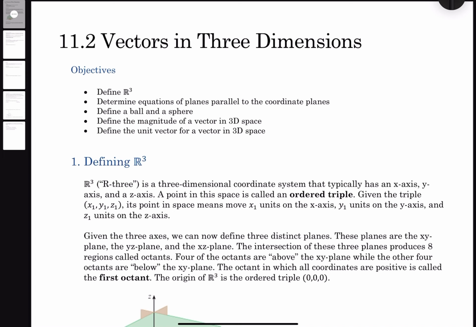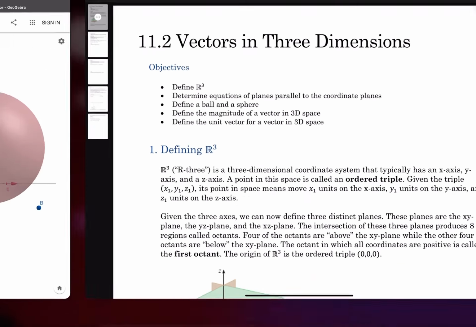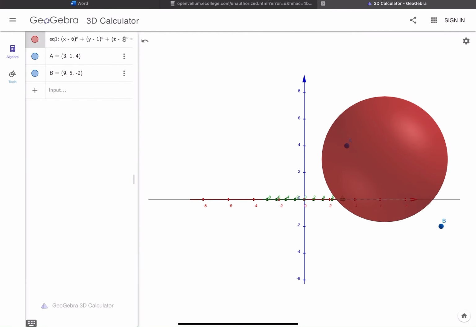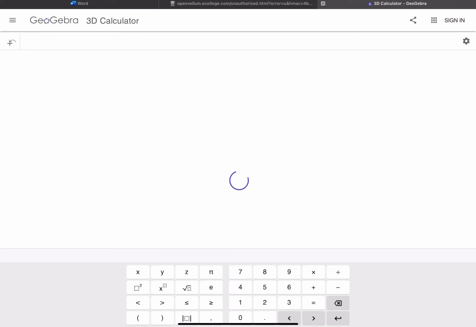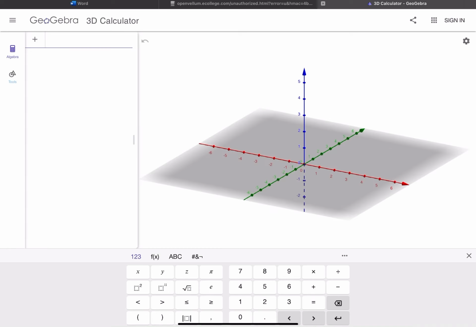So initially we're going to talk about defining R3. R3 is the three-dimensional space where we have three base axes. Generally, we're going to call this the x-axis as one horizontal axis, the y-axis as the vertical axis, and the z-axis as the axis that rises out of the plane. We can see this in GeoGebra. So again, navigate to geogebra.org/3D.